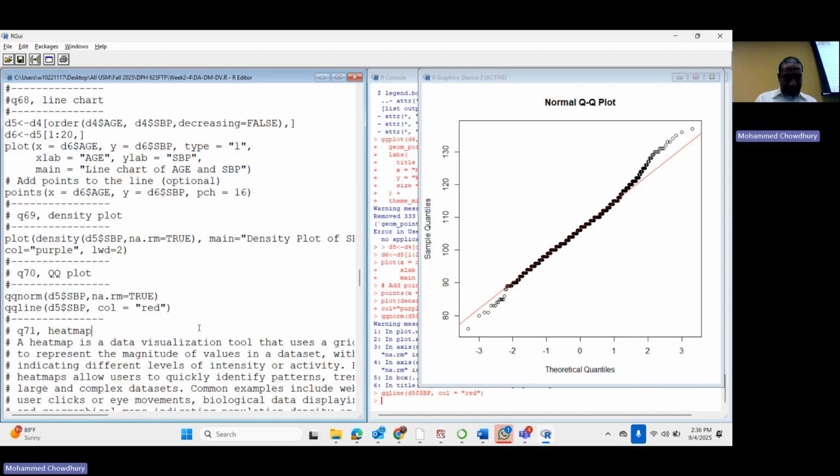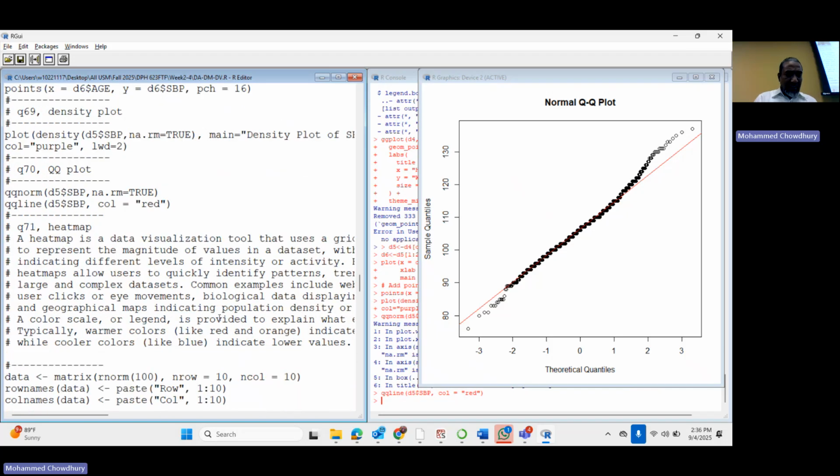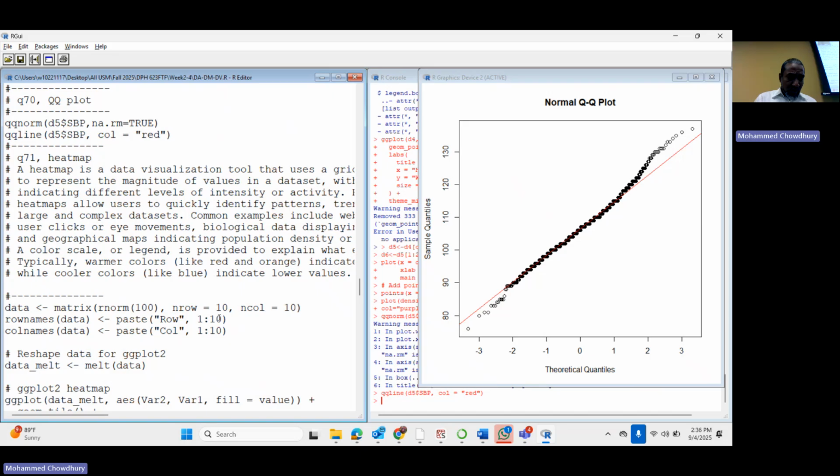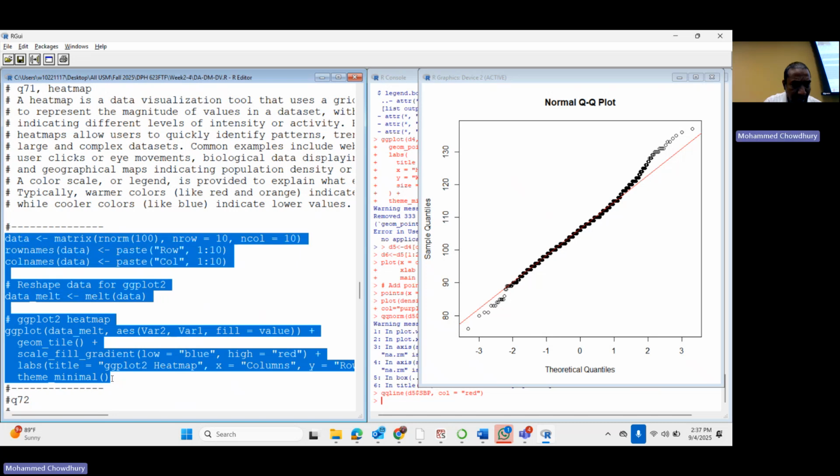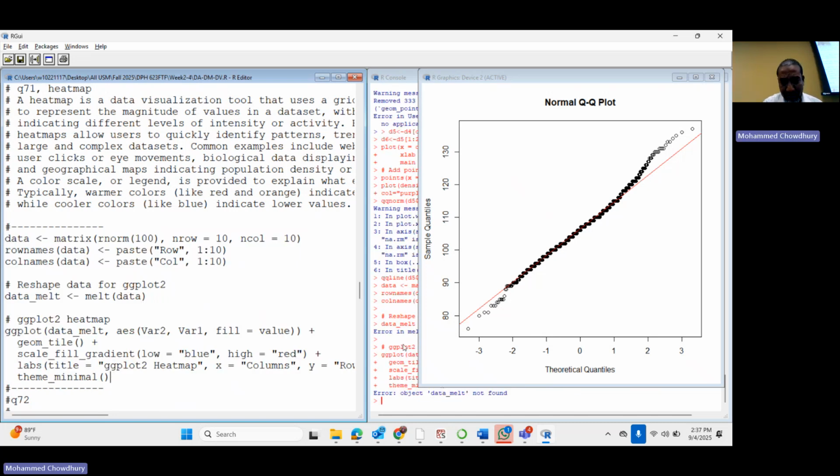And finally, heat map. Please read these things. The data that I have is not appropriate for creating a heat map. So instead, I simulated data, and from that simulated data, I created a heat map. If I run this, then I have to explain these things. What does it say? Data melt is not found.